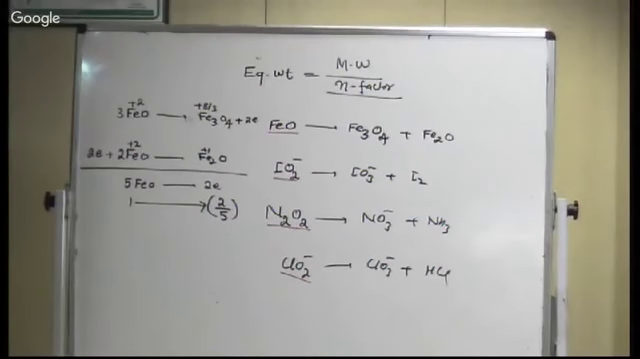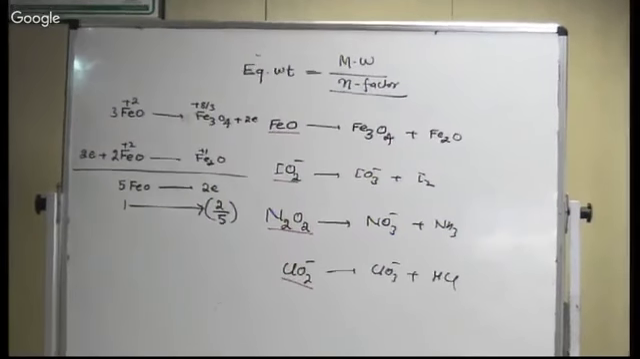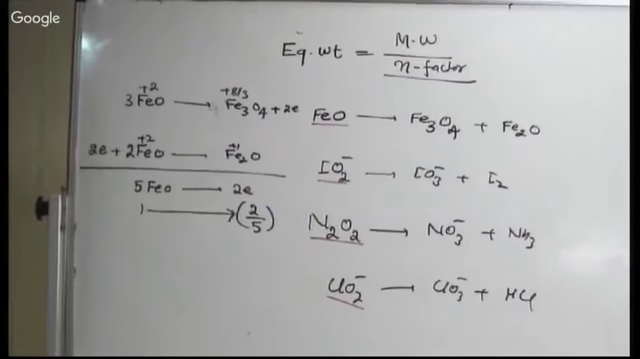Two by 5. Plus 2 to plus 8 by 3, that is 2 by 3. For 3 iron, it is 2. FeO to Fe2O3, 2 electrons. So 5 FeO transfers 2 electrons, 1 will transfer 2 by 5. Okay. IO2 minus, have you calculated? Quickly.